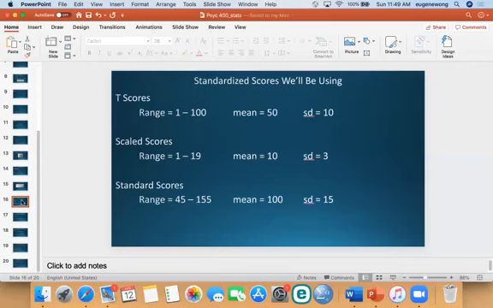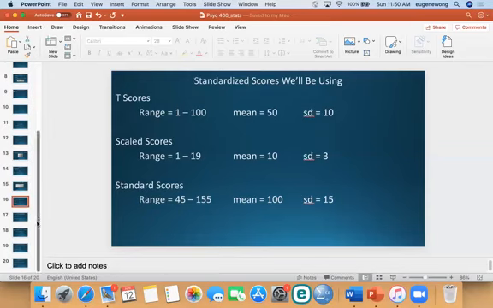You're going to want to memorize these characteristics for each of these standardized scores because you're going to need to be fluent in these characteristics so that when we get to actual testing stuff, you don't get bogged down trying to figure out what the testing numbers are saying. So we have t-scores, scaled scores, standard scores. I show you the range for each of the scores. I show you the mean for each of the scores and the standard deviation for each of the scores. Again, what you're going to want to do is to memorize the characteristics for each of these standardized scores. And you're going to want to get really, really fluent with these scores.